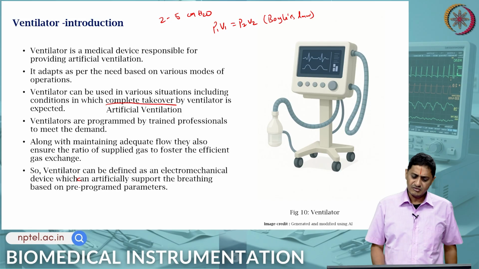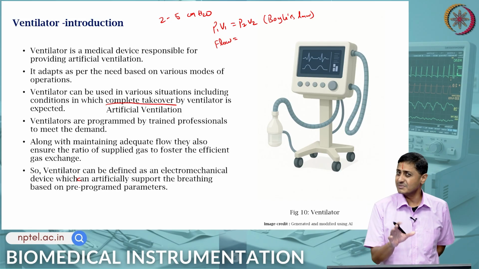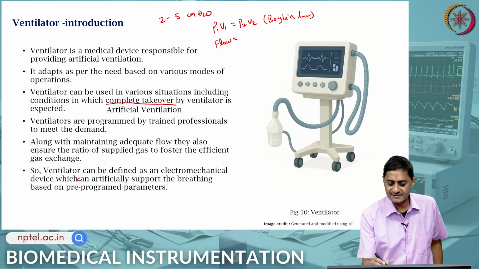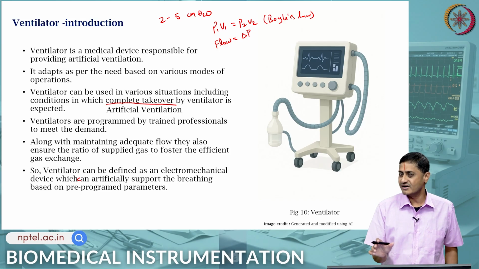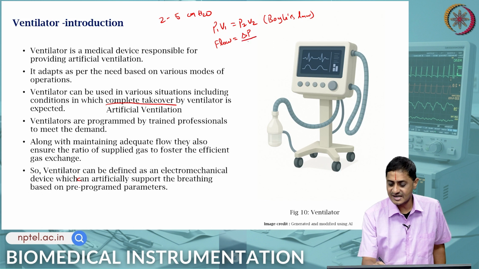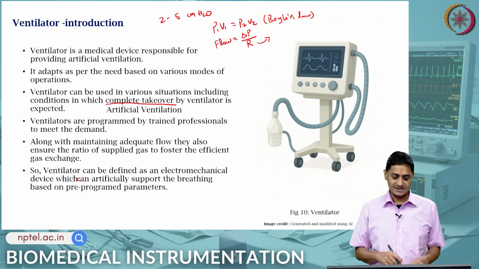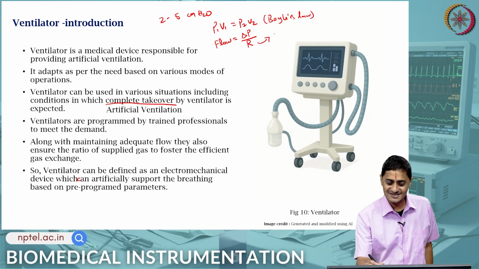Then, what is flow? We discussed this in the previous class, I think. Flow is comparable to current. Then, this is essentially a function of the difference in pressure. So, V equal to IR means I equal to V by R. Then this is essentially the pressure gradient divided by R, where R in the electrical case is the electrical resistance. In this case, it is the airway resistance.